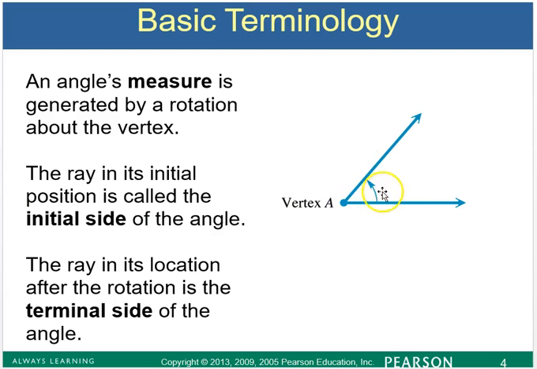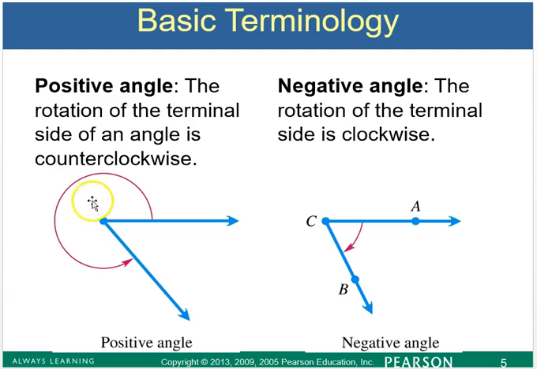Some more terminology. An angle consists of two rays in a plane with a common endpoint. That common endpoint right here is called the vertex. And the two rays are the sides of the angle. So these two rays are just known as the sides of the angle.